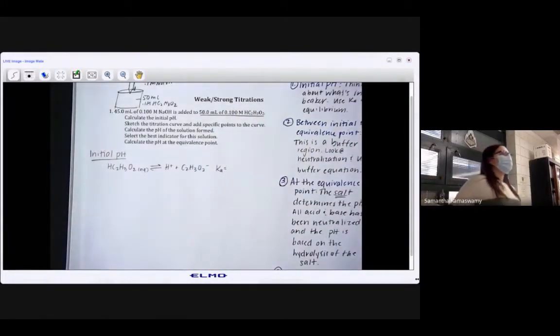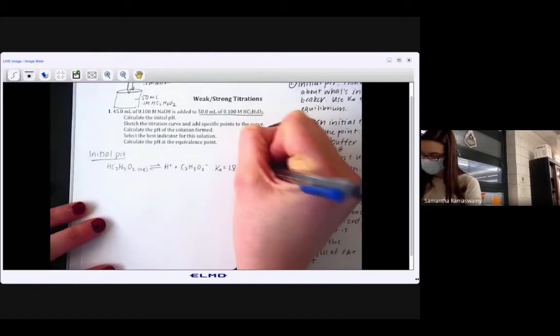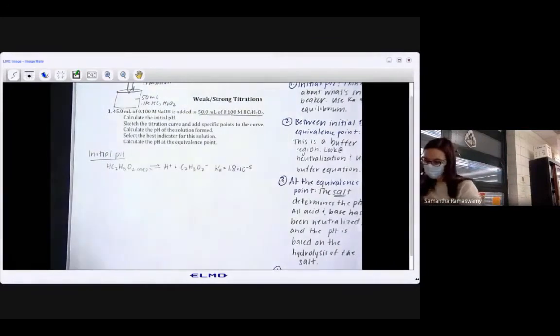Now, on a test or a quiz, you will be given the Ka values. For this, we weren't given it. You could look at Appendix D for the Ka of acetic acid. I'll tell you what the Ka is. The Ka of acetic acid is 1.8 times 10 to the negative fifth. We use acetic acid so much. Acetic acid's Ka is 1.8 times 10 to the negative fifth. You can find that in Appendix D. On a test or a quiz, you would be given any K values that you would need.